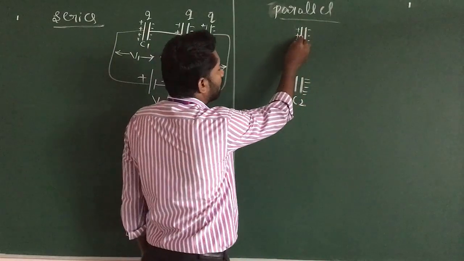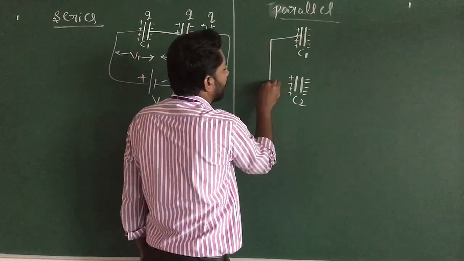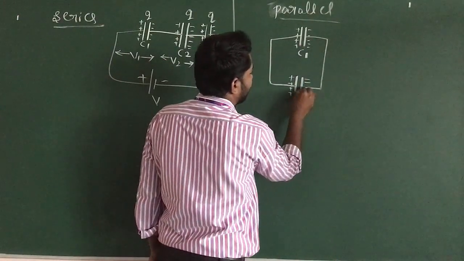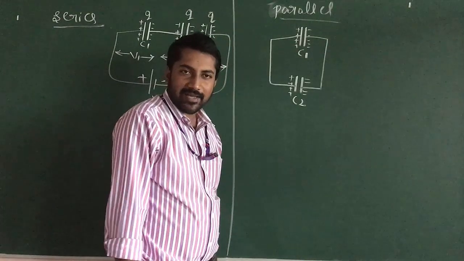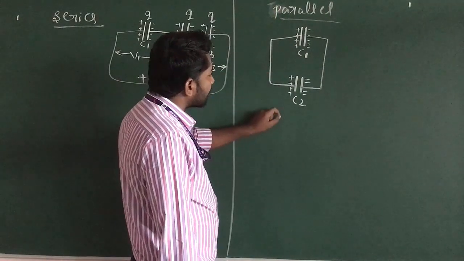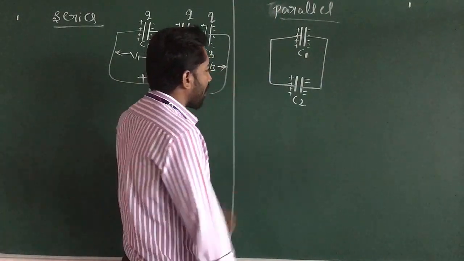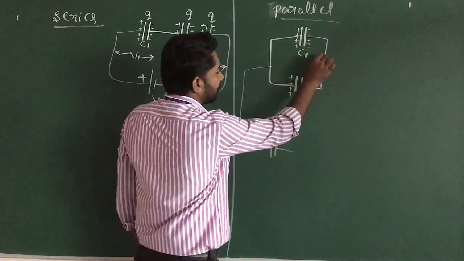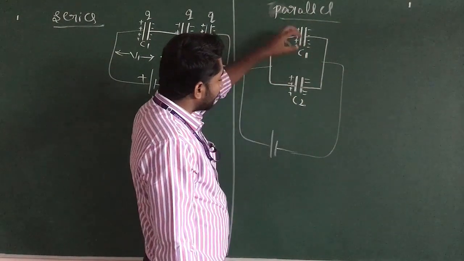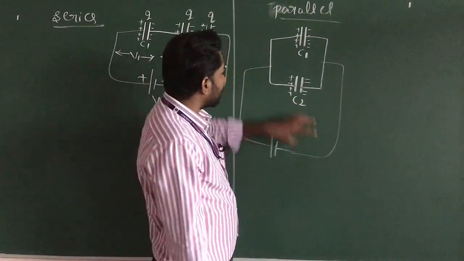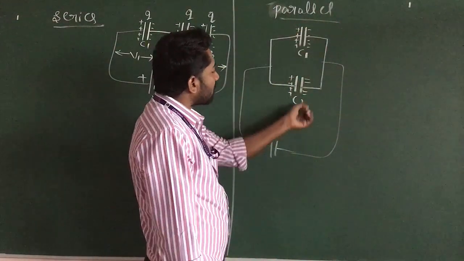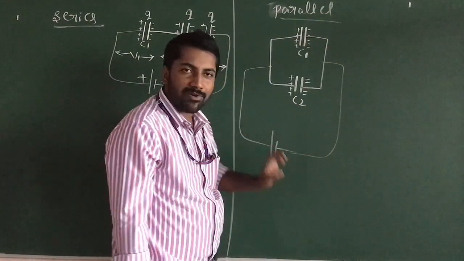Here the positive plate of one capacitor is connected to the positive plate of another capacitor. The negative plate of one capacitor is connected to the negative plate of another capacitor. The positive plates of all the capacitors are connected to a common point when you apply the potential difference across them, and the negative plates of all the capacitors are connected to another common point.